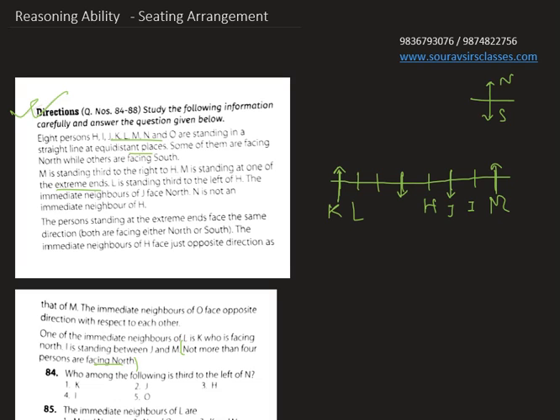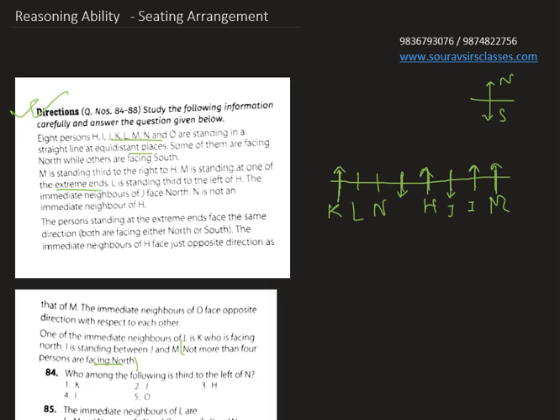Now let's check this portion again. The immediate neighbors of J face north. Therefore, H and I are facing north. N is not an immediate neighbor of H. Therefore, the position of N is second to the left of H.